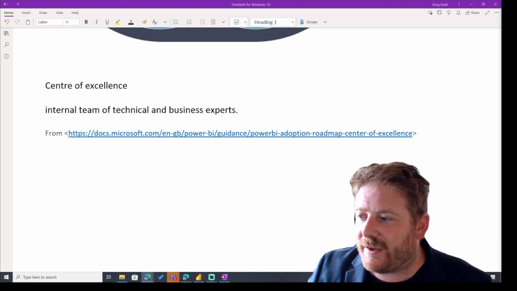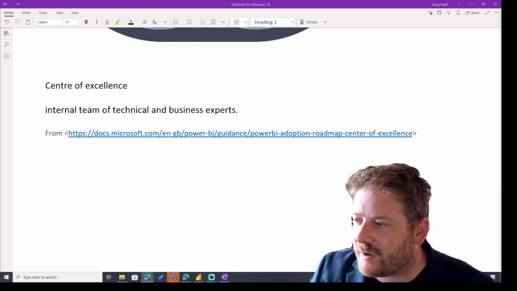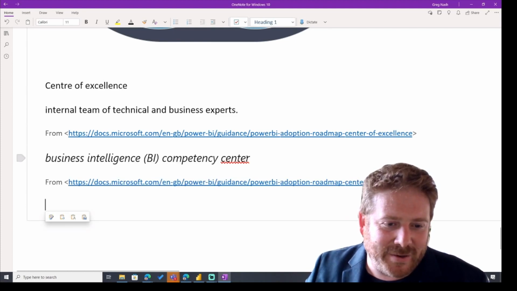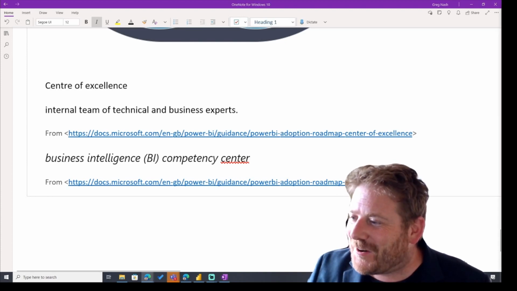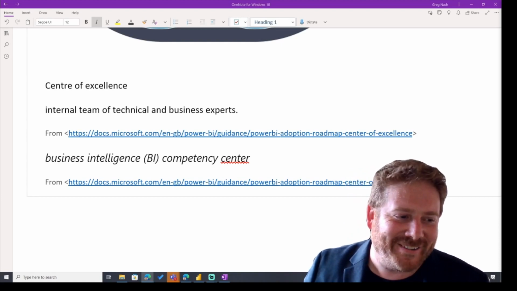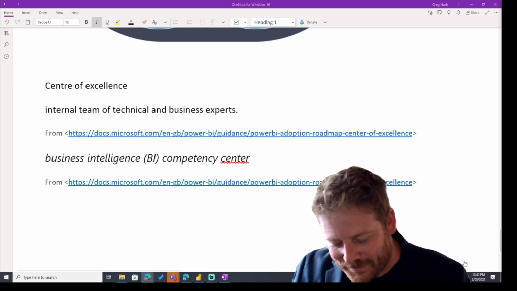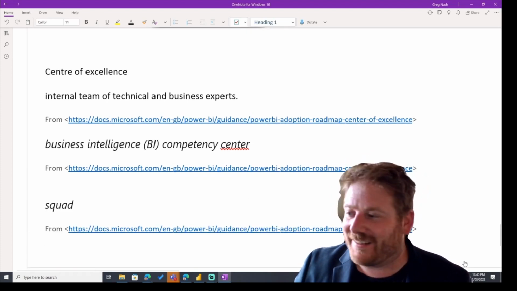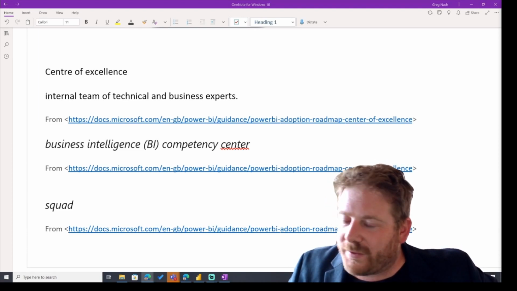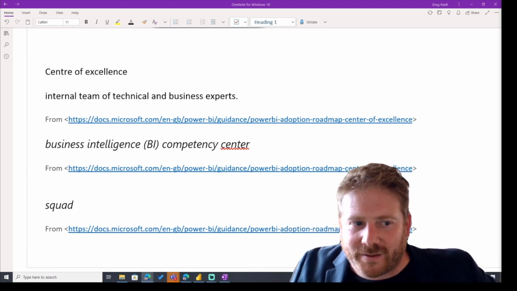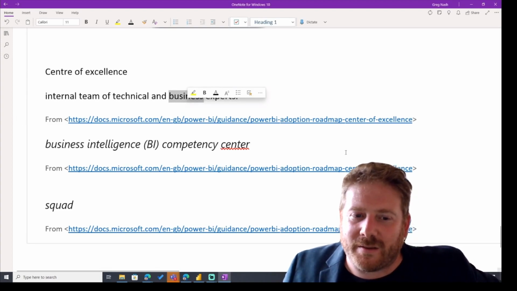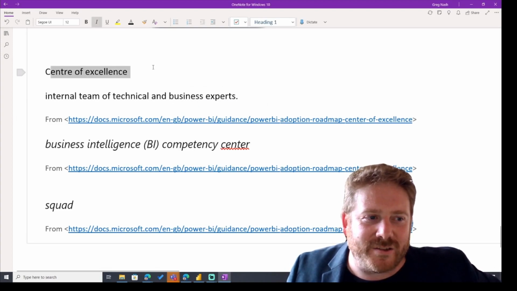A COE might be known as a Business Intelligence Competency Center, though I can't say I've ever heard it called that. Or a Capability Center, or a Center of Expertise. Some organizations use the term squad. I like the term squad. Let's call it the Power BI squad. Many organizations form the COE responsibilities within their BI team or analytics team. That's the natural place. You've probably got the technical expertise within your BI team right now, but you might not have the business expertise. So consider that: your Center of Excellence is not just your BI team. It's more than that.